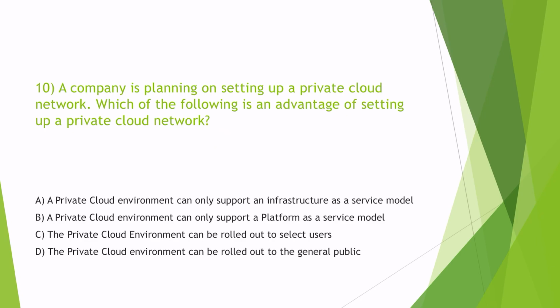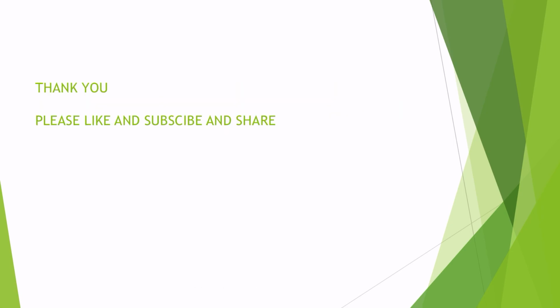And the last question is, a company is planning on setting up a private cloud network. So which of the following is an advantage of setting up a private cloud network? Option A, a private cloud environment can only support an infrastructure as a service model. Option B, a private cloud environment can only support a platform as a service model. Option C, the private cloud environment can be rolled out to select users. Option D, the private cloud environment can be rolled out to the general public. And correct answer is option C. The private cloud environment can be rolled out to select users.